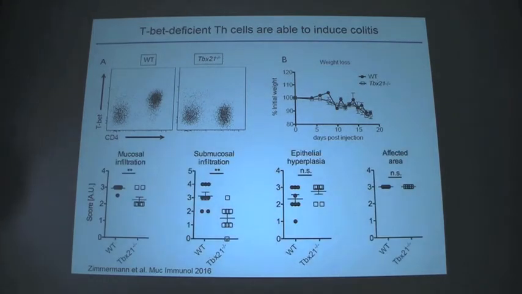And also when we looked at the histopathology score, we saw that the epithelial hyperplasia and the affected area were not significantly affected, but we saw some differences in the infiltration, the mucosal infiltration and the submucosal infiltration, when we transferred Tbet deficient T cells.